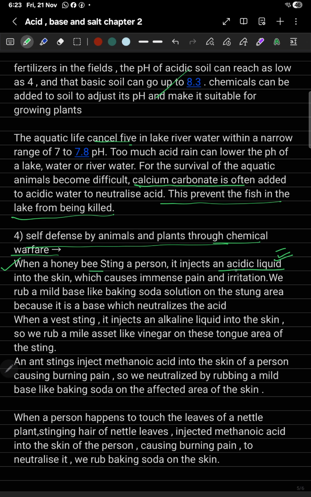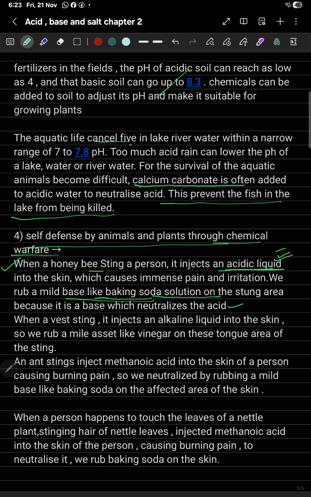The honeybee releases an acidic liquid, and to neutralize this acidic liquid, we rub a base over there, such as baking soda. When acid and base react together, they give a salt solution. That means a neutralization reaction takes place and the acidic nature is diminished at the stung area, because the base neutralizes the acid. So this is the meaning.